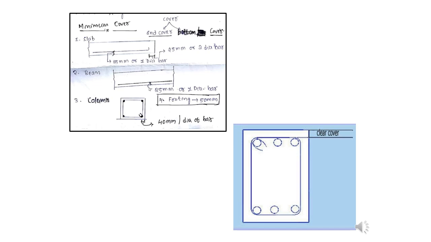In case of beam also, this is the clear cover. Here also, in case of column, you can see the clear cover. Here also you can see the clear cover, the outer surface of the reinforcement and the outer surface of the plastered part of the beam. This is called the clear cover. But in case of effective cover, you have to take the depth from the top to the center of the reinforcement, right?